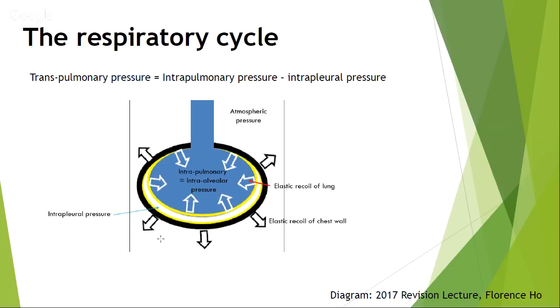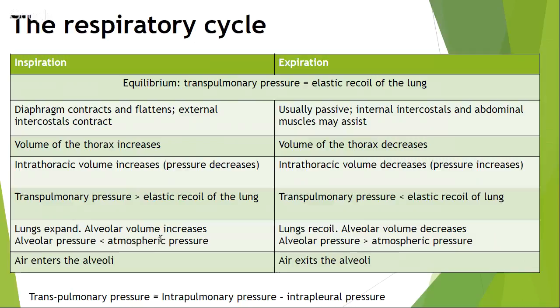Transpulmonary pressure is the pressure across the lung wall, and it's calculated from the pressure inside the lung minus the pressure in the pleural space. This is probably the more important table to wrap your head around for physiology. This is just what everything's doing during inspiration and expiration.